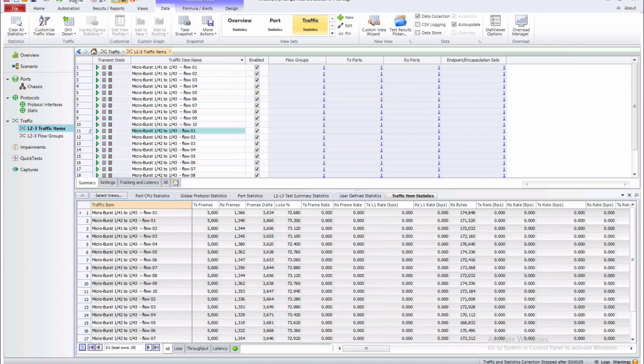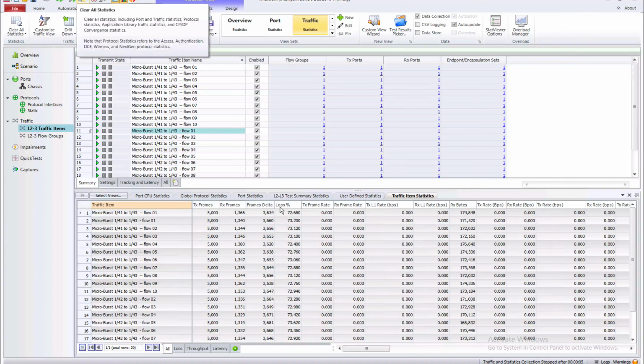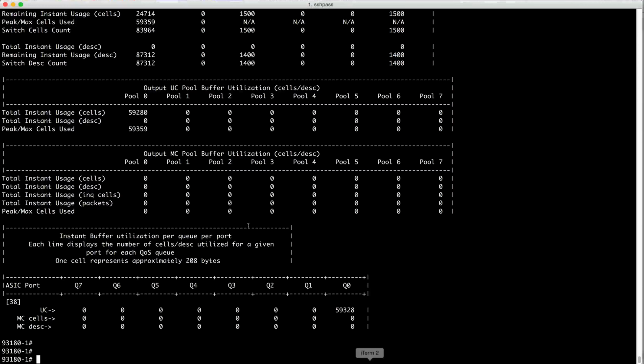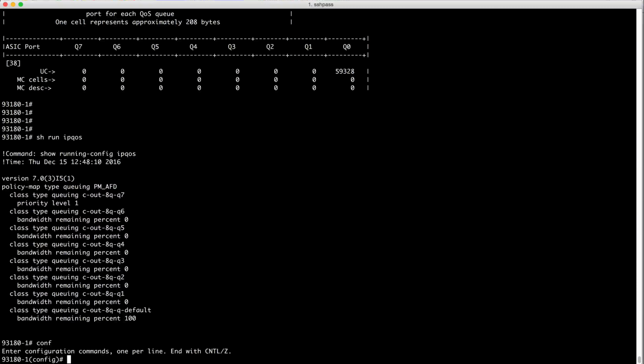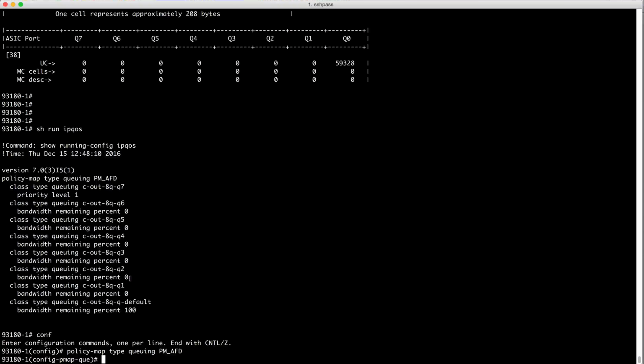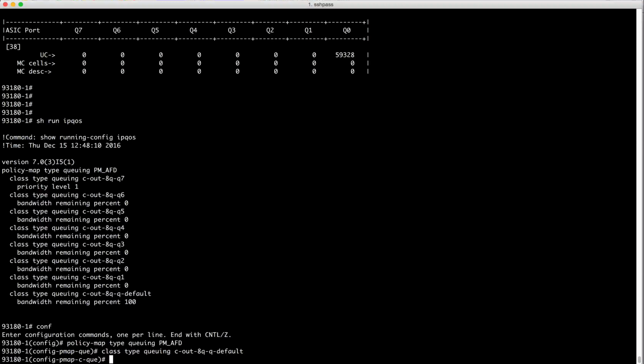So we're going to clear the statistics, and now we're going to go back to the switch and enable AFD. I'm going to my QoS policy here. We can keep using the default queue. This is fine. But for that queue, we're going to enable AFD.